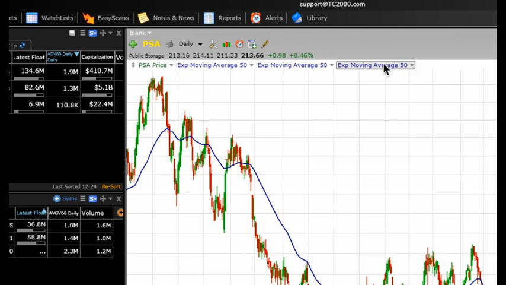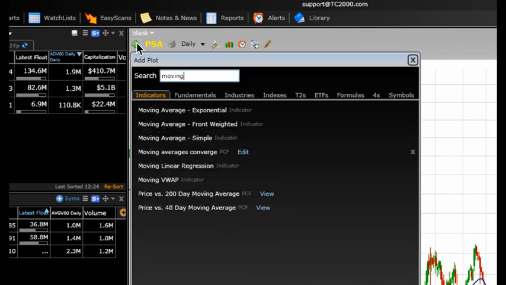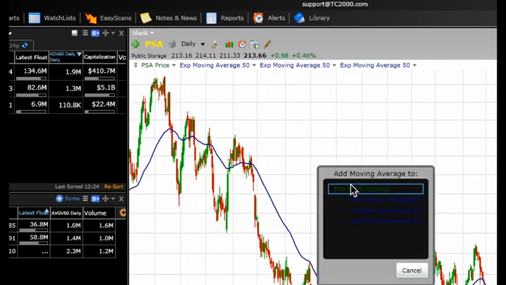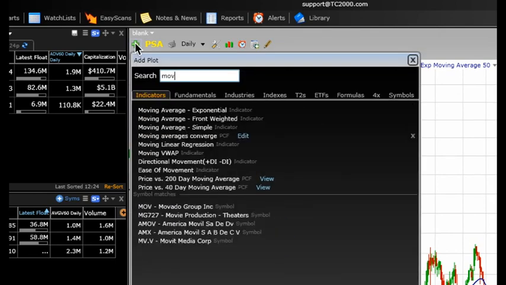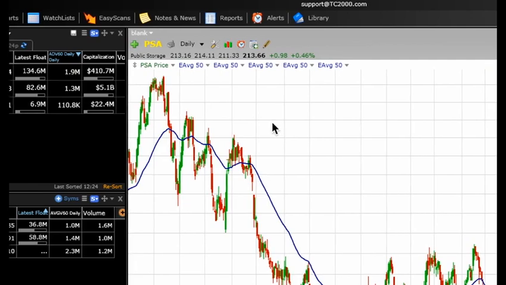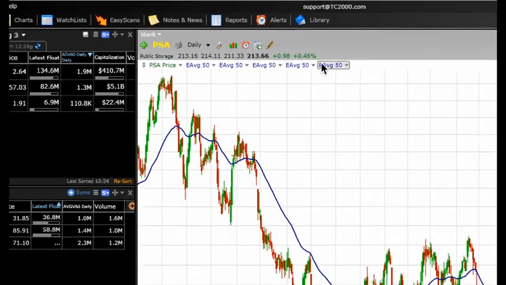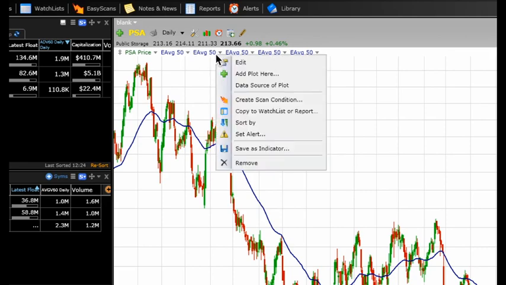I need, how many do I need? 5, yeah, 5. Average. Add to that. Moving average. Add to stock. 1, 2, 3, 4. Okay, there we go. So, all right, so I've got the 50. Next one would be the 100.